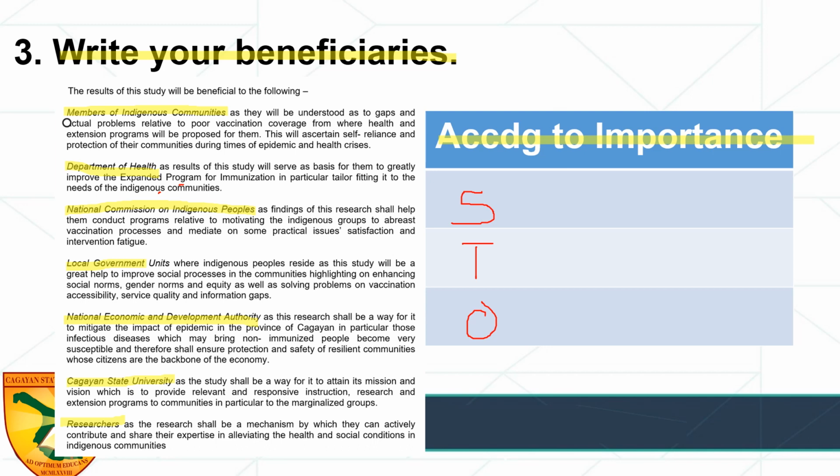For example, how will your members of indigenous communities benefit from the study results? So members of indigenous communities, as they will be made to understand the gaps and actual problems relative to poor vaccination coverage, from where health and extension programs will be proposed for them. And this will ascertain self-reliance and protection of their communities during times of epidemic and health crisis.